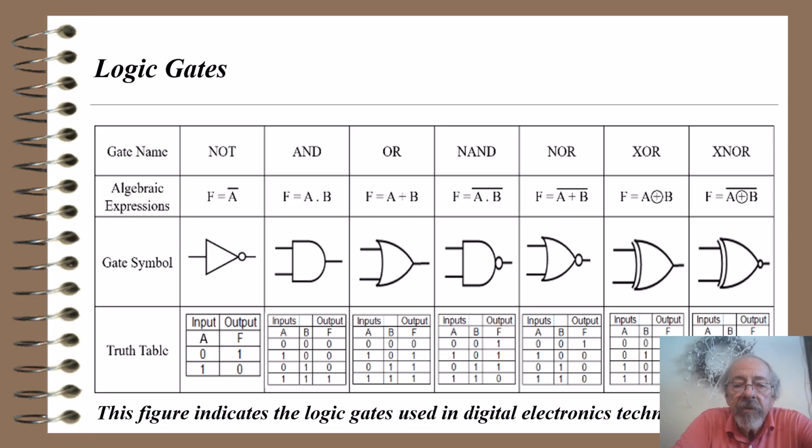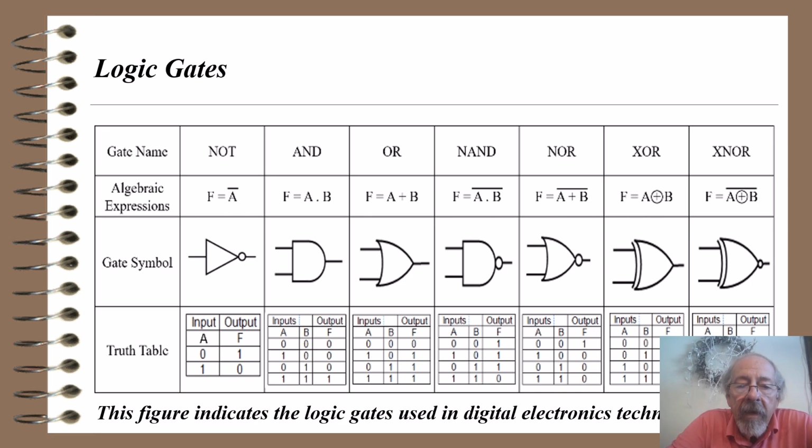So here's a nice pictorial diagram of logic gates. On the top we have the gate name, and then we have a little descriptor down below, the algebraic expression also. So we have a NOT, an AND, an OR, a NAND, NOR, exclusive OR, and exclusive NOR. The gate symbols are the third thing down, and then a truth table. So for the NOT gate, the first one on the left, you put a 1 in, you get a 0 out. You put a 0 in, you get a 1 out. That's shown in the truth table.